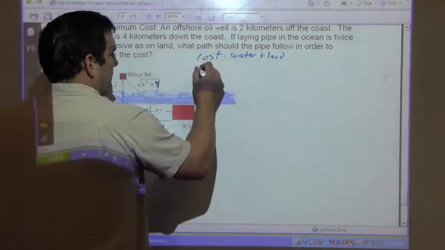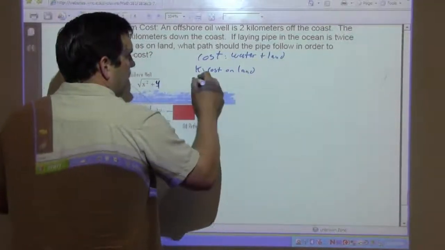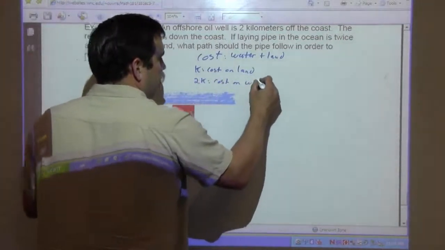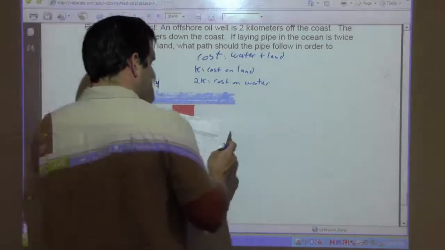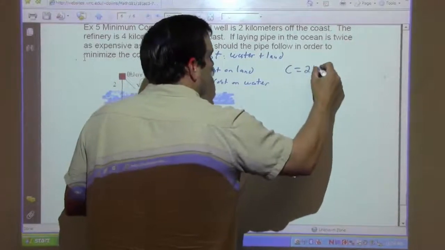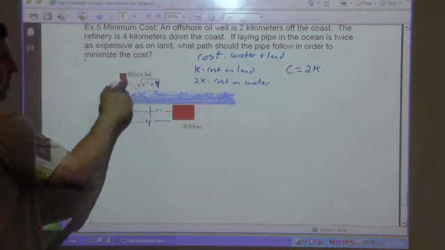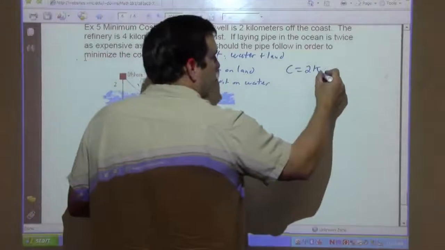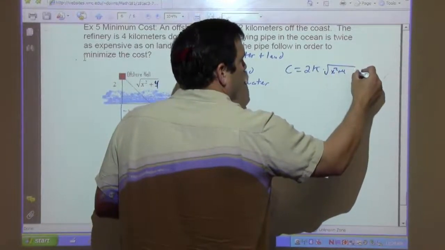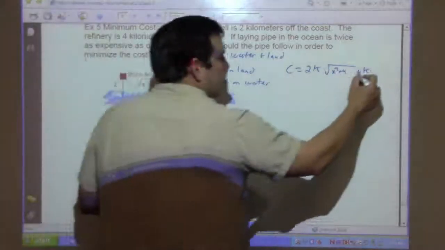So K is the cost on land. 2K is the cost on water. So our cost would become 2K times this path here that the pipe's going to follow. I keep thinking of the dog problem. Square root of x squared plus 4 plus k times this distance, 4 minus x.